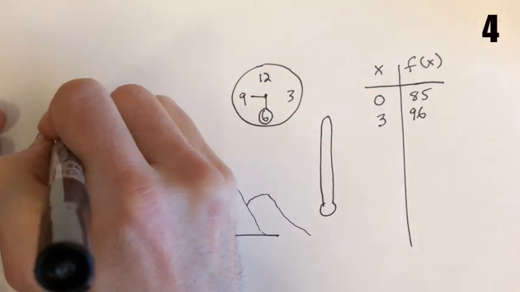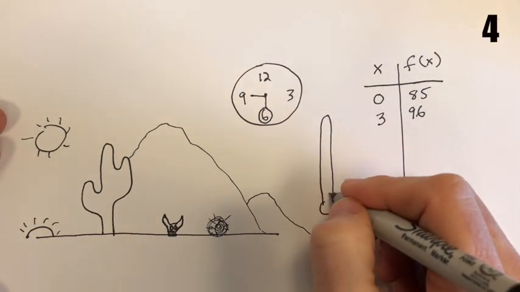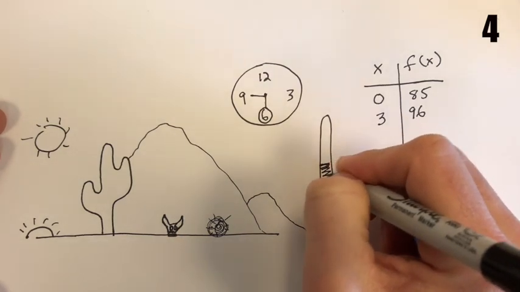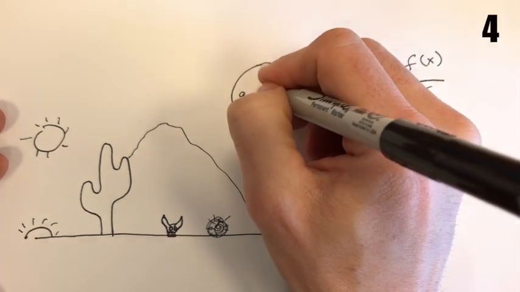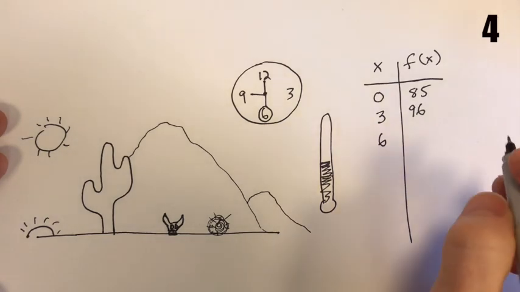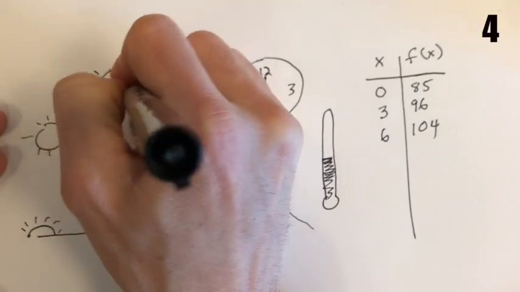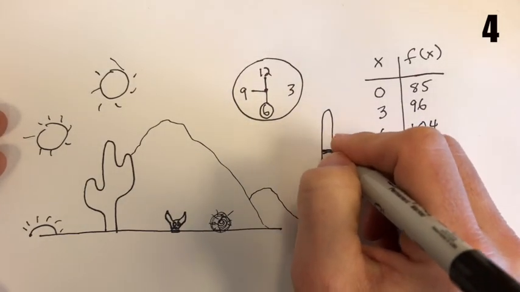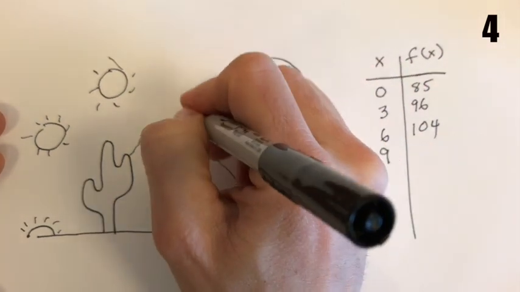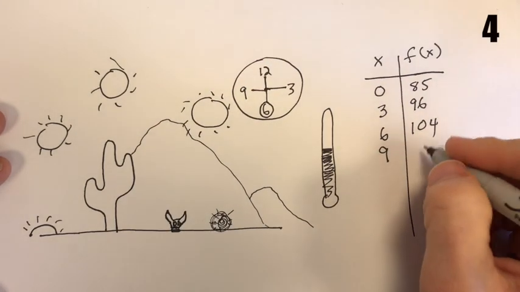The sun is getting higher in the sky, and it's getting warmer. Now noon, we're getting to the hottest part of the day. Noon, that's 6 hours in. We're up to 104. The sun's at its highest point, and we're at 104. 9 hours in, now we're at 3 p.m. The sun's back down. It's cooled off a bit, and now it's 95.